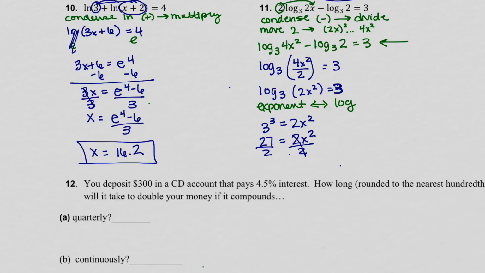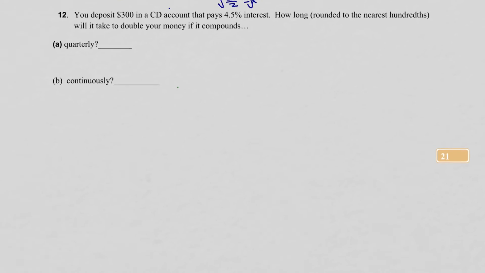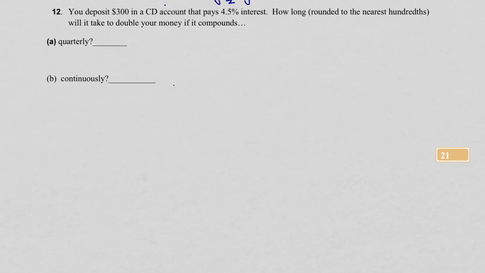So I know that 27 divided by 2 is equal to x squared. So if I square root both sides, I'll find that x is equal to approximately 3.67. And again, sometimes if you make those mistakes, it happens. Just go back and think about it logically until you can find where you made your mistake and do it again.